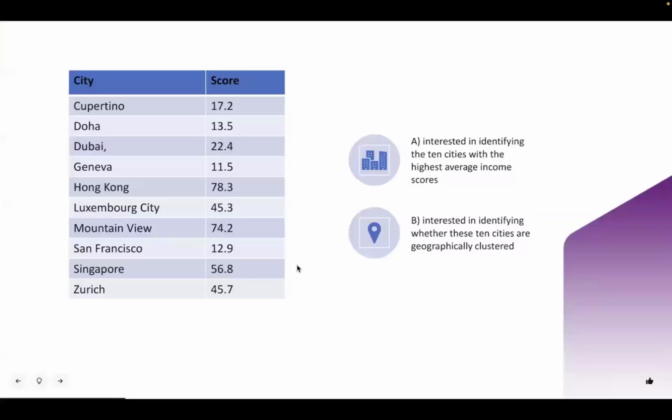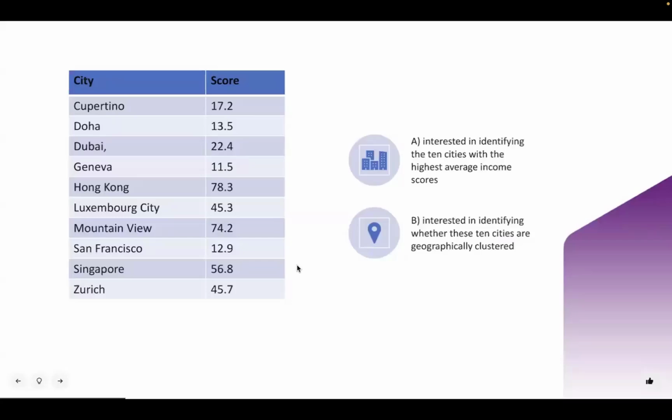It's important to note that many datasets you will encounter in your lifetime can be assigned a spatial location, whether this is on the Earth's surface or some arbitrary coordinate system. So the question you need to ask yourself is, does it need to be analysed in a GIS environment? Let's look at these two examples. In option A, you are interested in identifying the 10 cities with the highest average income scores. You would simply need a table that looks like this. You've got your two variables, your city and your score. And this allows you to identify the highest average incomes in those cities.